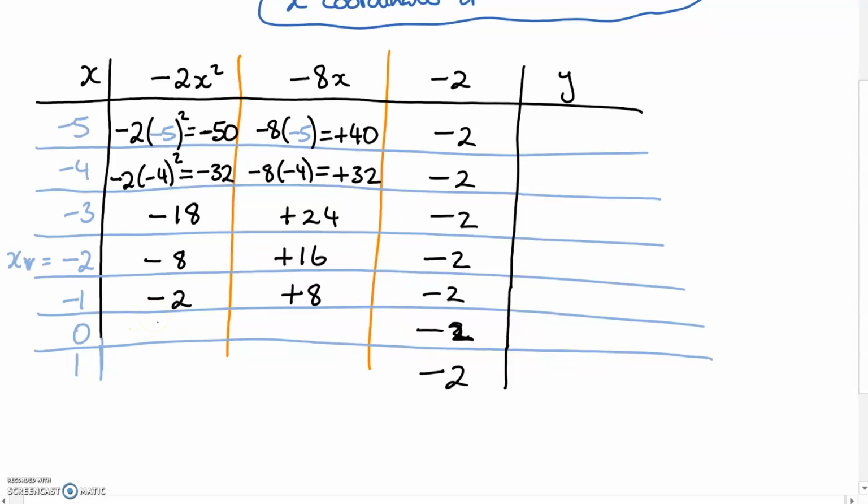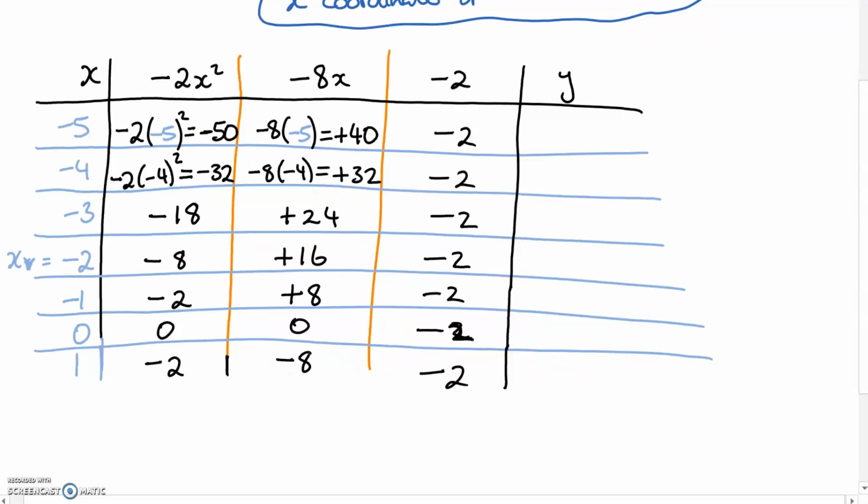0 squared is 0 times negative 2 is still 0. Minus 8 by 0 is still 0. And then 1 squared is 1 by minus 2 is negative 2. Negative 8 by 1 is negative 8.